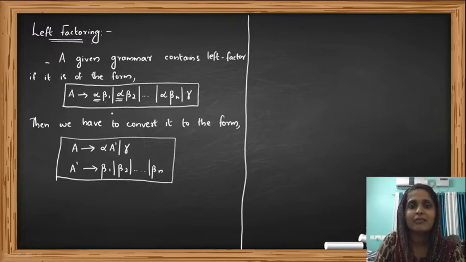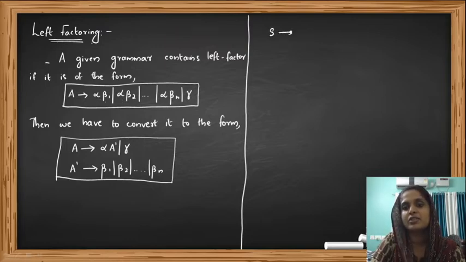And what is this alpha? Alpha can be any combination of terminals as well as non-terminals. It can be a mix of terminals and non-terminals, or it can be only terminals, it can be only non-terminals as well. Okay, so alpha as well as beta, gamma, all these are just combinations of terminals and non-terminals. For example, let us consider this production.